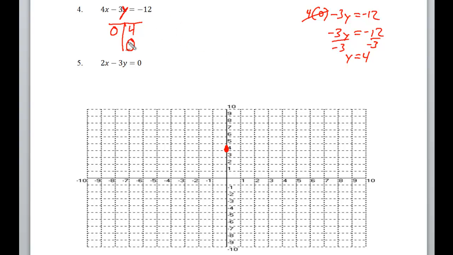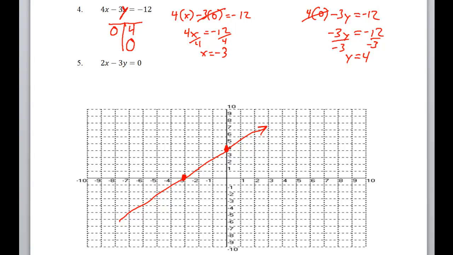Now I'm going to plug my 0 in for my y to find my x-intercept. All right. Now, negative 3 times 0 is 0. That simplifies to 0. 4x is equal to negative 12. Divide both sides by 4. X is equal to negative 3, which is going to go right here. And so my line for problem number 4 is right there.